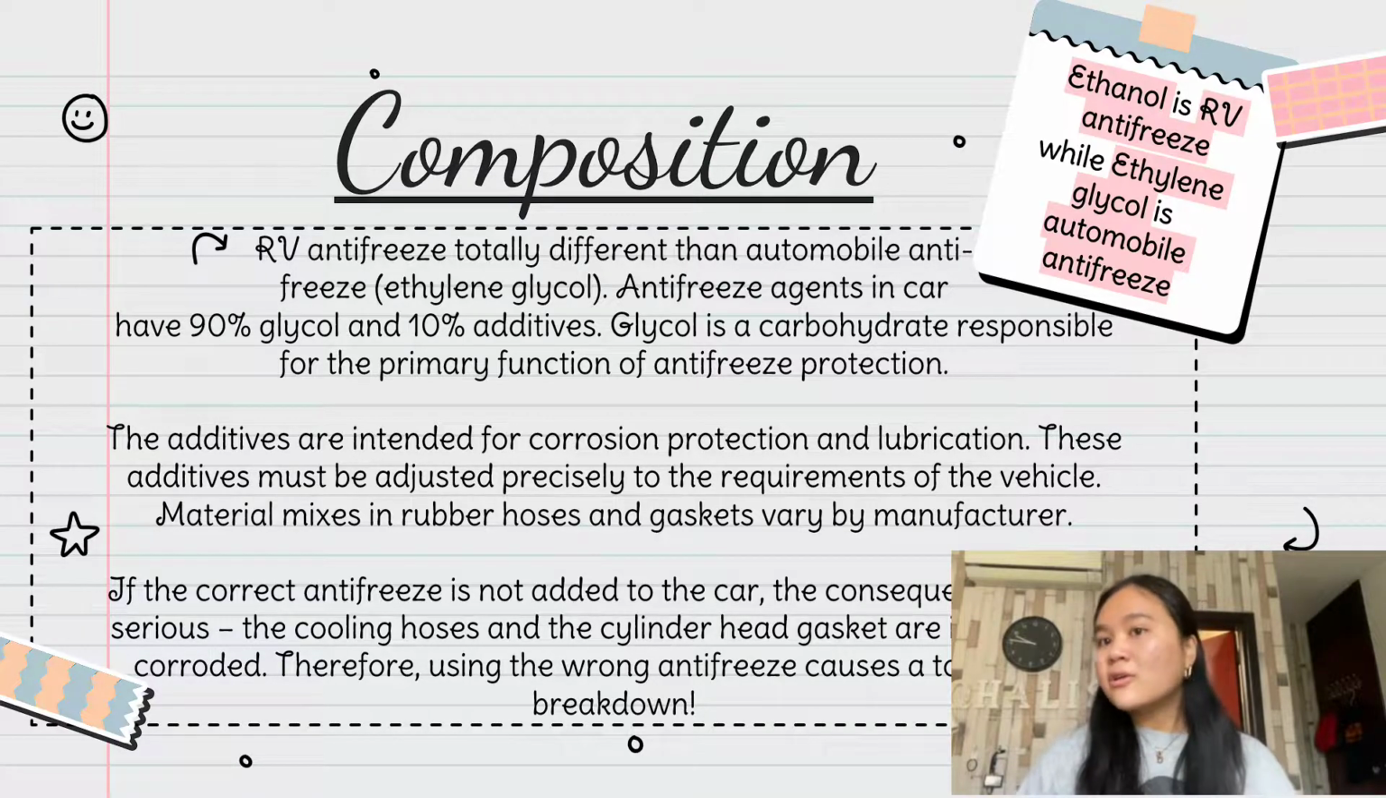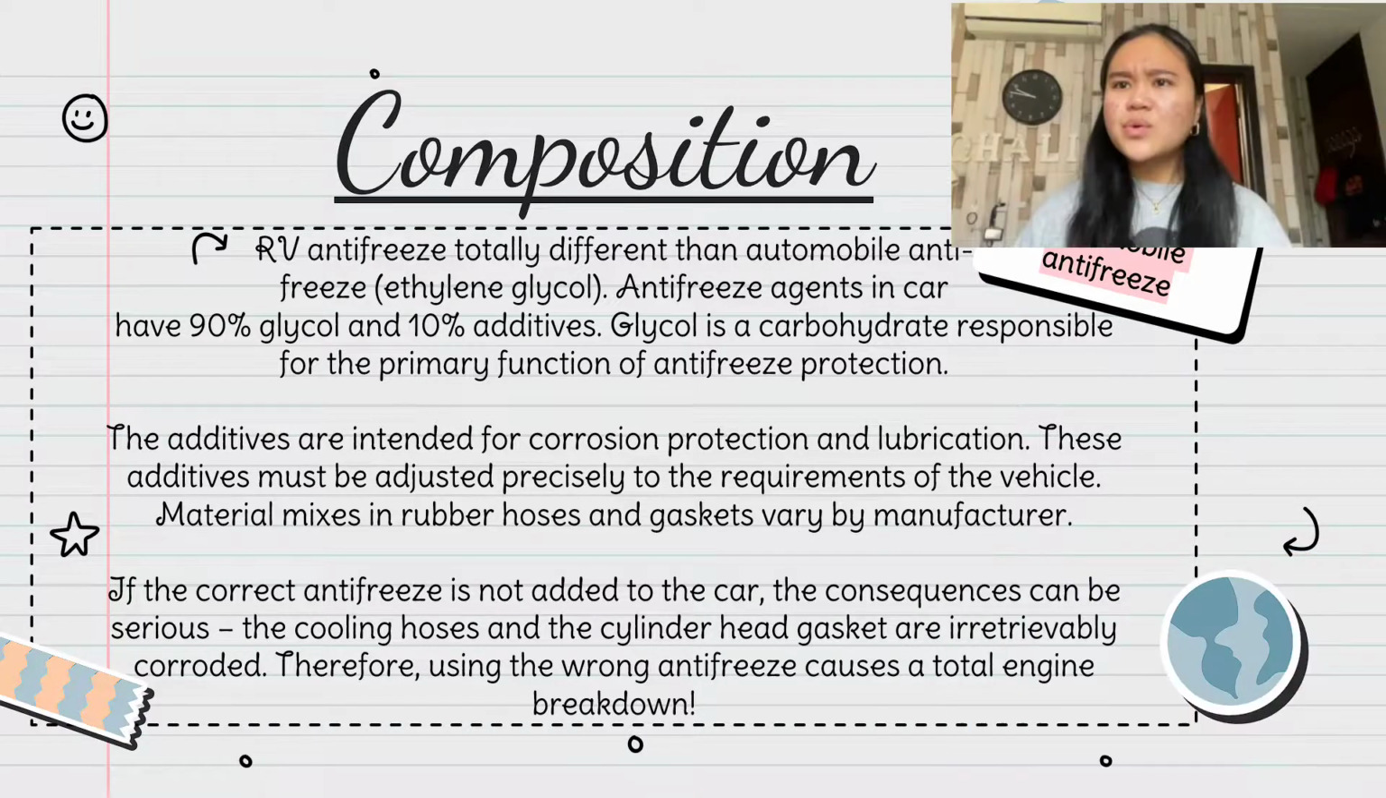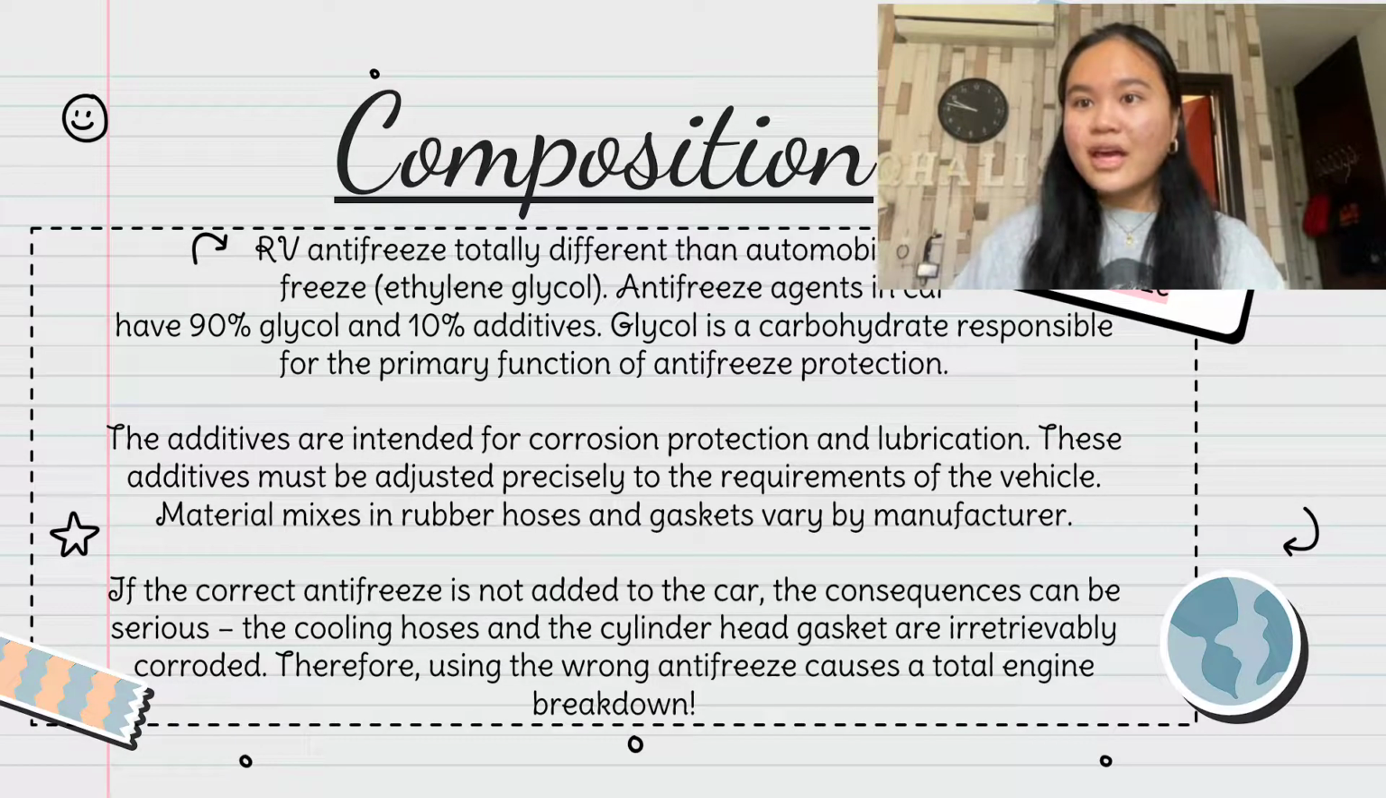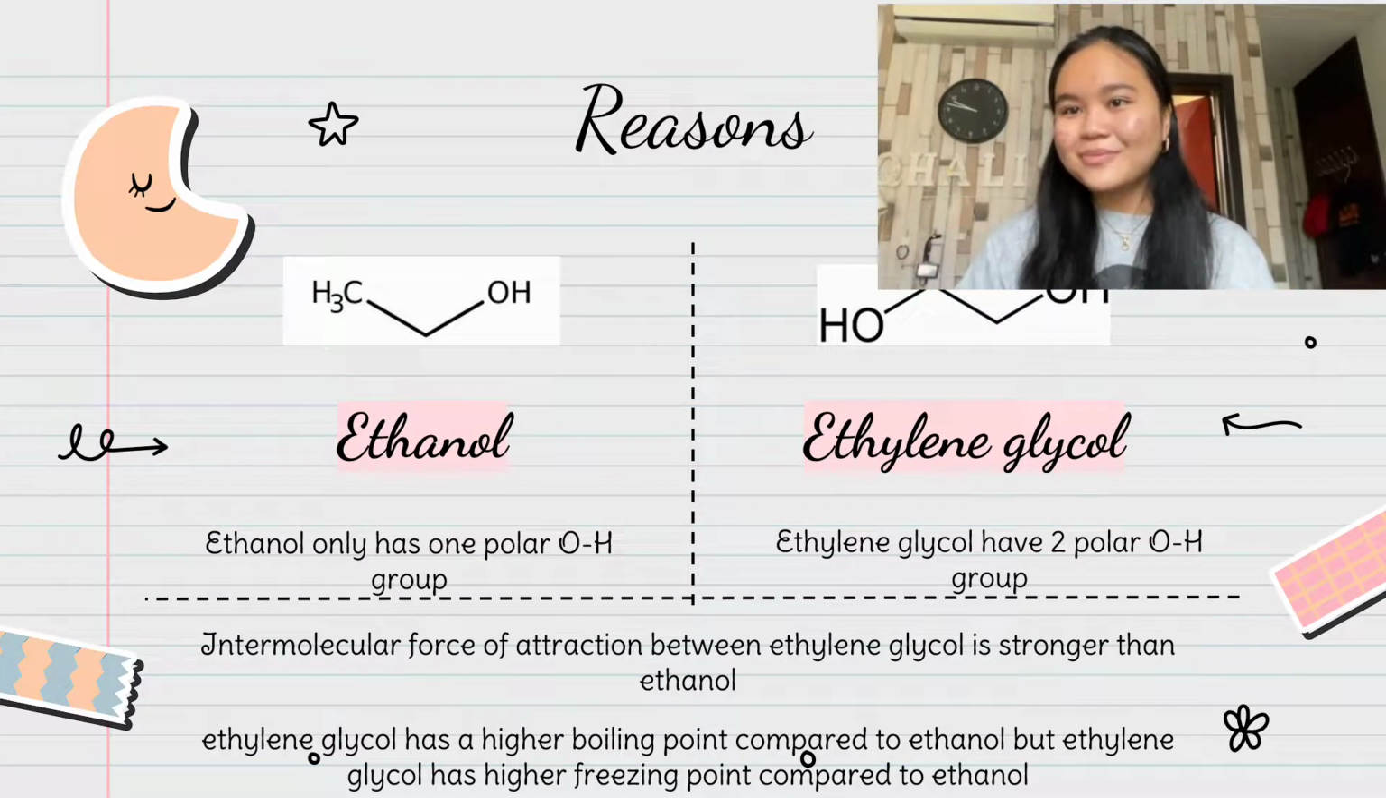And the additives are only added to aid with corrosion prevention as well as lubrication of the system. So this is why the composition of the additives must be adjusted precisely to meet the requirements of the vehicle. That is why there are various materials mixed in the rubber hoses and also the gaskets by manufacturers. So what happens if you add the wrong antifreeze in your car? It can cause serious damage because it can cause your cooling hose as well as the cylinder head gasket to corrode. And this can cause a total breakdown of your engine. So it's very, very important to choose the correct antifreeze for your car.